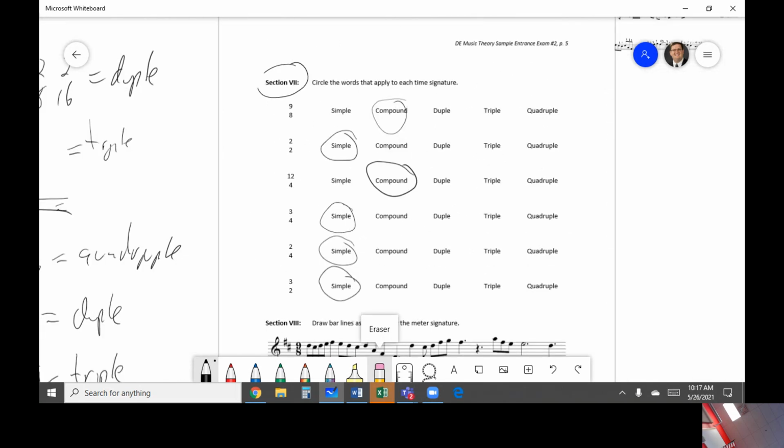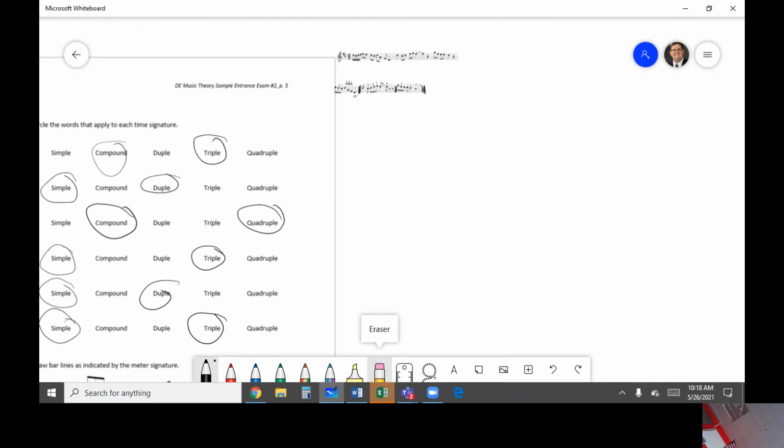Simple and compound deal with the type of subdivision that you have. So 9-8 would be compound triple. 2-2, simple duple. 12-4, compound quadruple. 3-4, simple triple. 2-4, simple duple. 3-4, simple triple. Okay. I guess on 3-2, you couldn't do compound triple, could you? So, yeah, it would have to be simple triple. Let's do a few more over here.